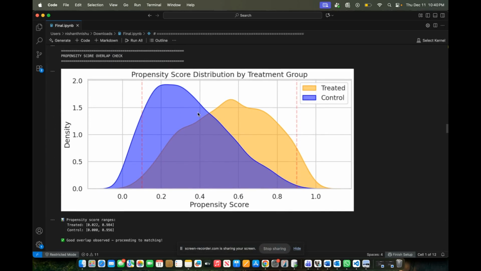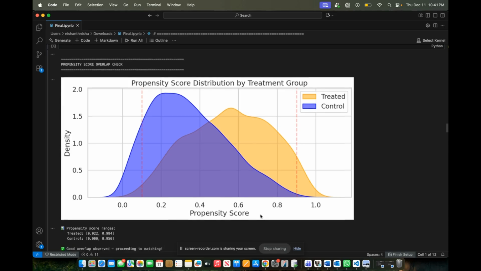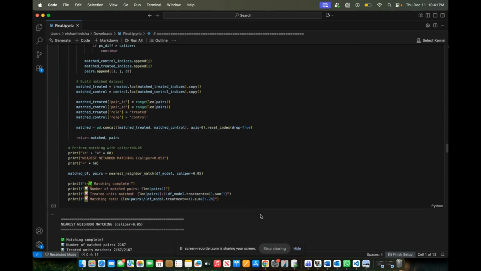Next, we check overlap. Here we visualize the overlap between treated and control propensity score distributions. We want their ranges to overlap, otherwise matching becomes impossible. In this dataset, both groups cover roughly the 0.2 to 0.7 range. This means there are good comparable units across both groups. Because overlap is strong, matching is feasible and positivity is satisfied.